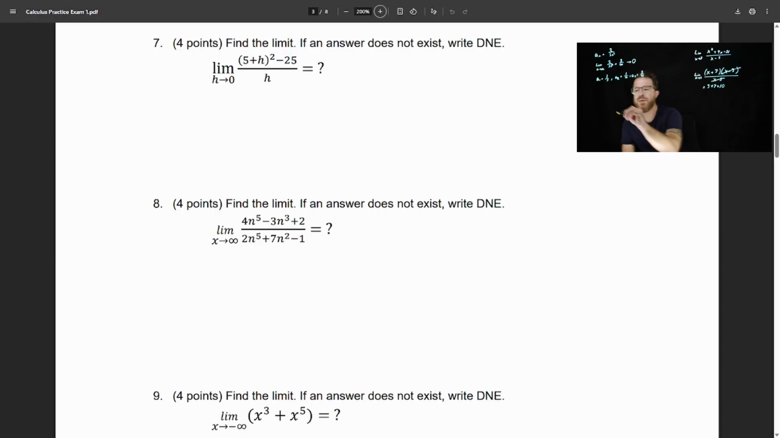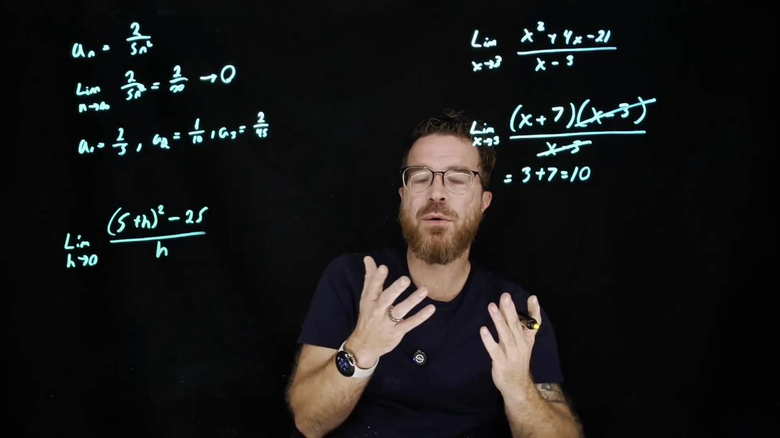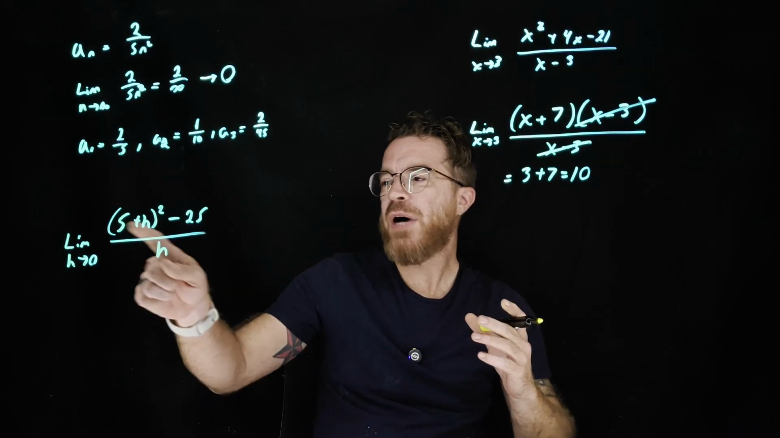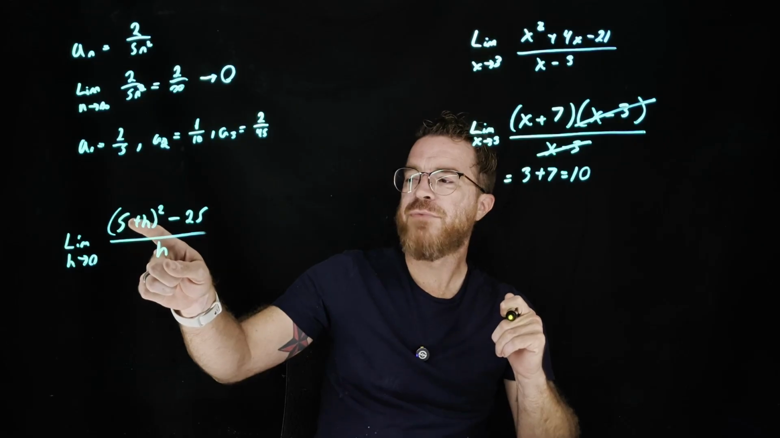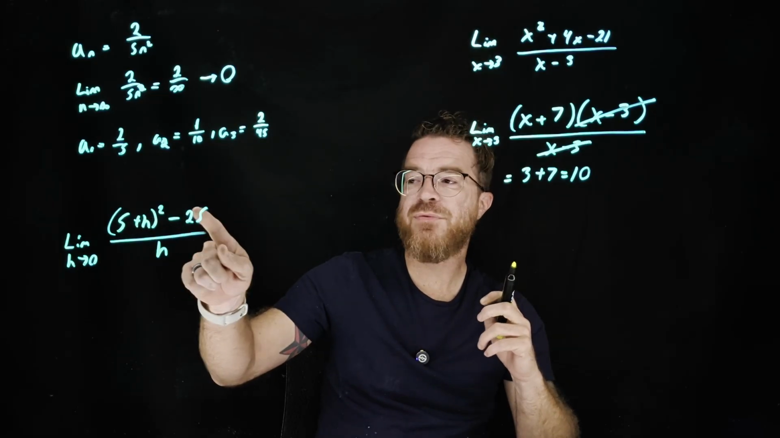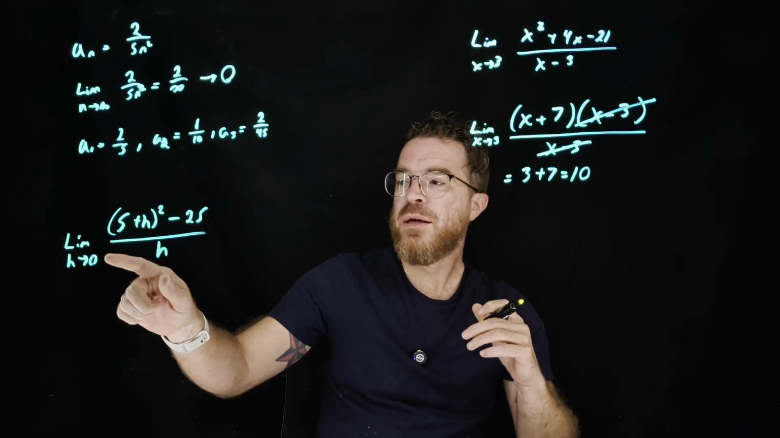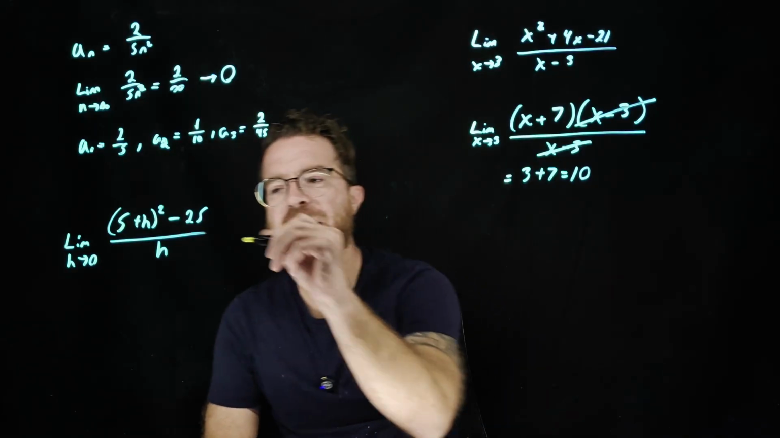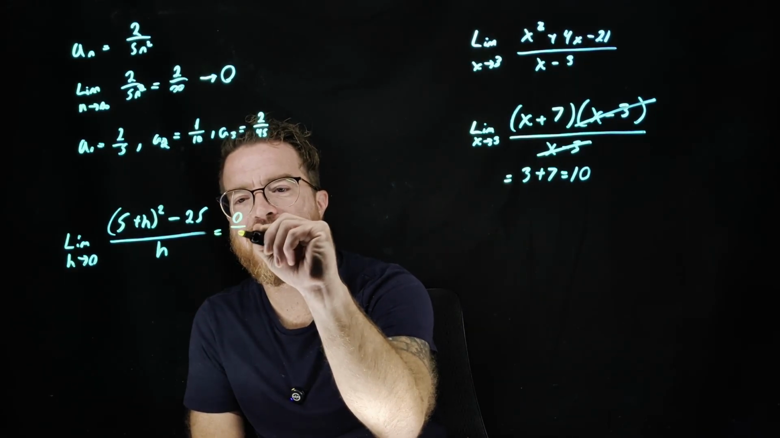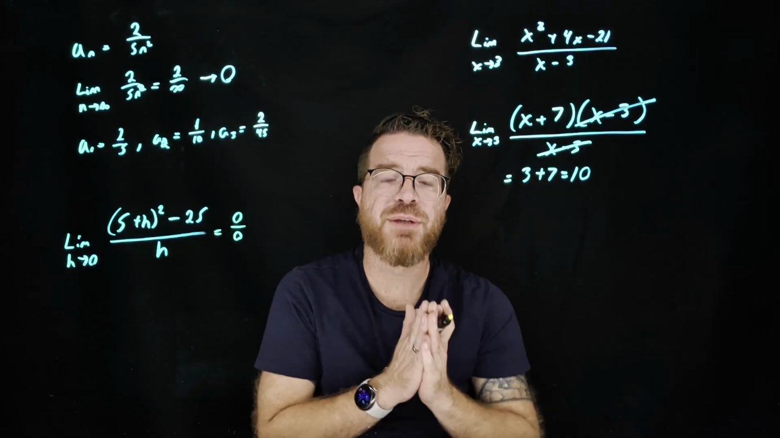Now let's do the limit as h goes to 0, we have 5 plus h squared minus 25 divided by h. So if I were to plug this 0 in, what would I get? Well, 5 plus 0 is going to be 5. 5 squared is going to be 25. 25 minus 25 is going to be 0, divided by 0. So again, this is indeterminate. So I need to do something with this.